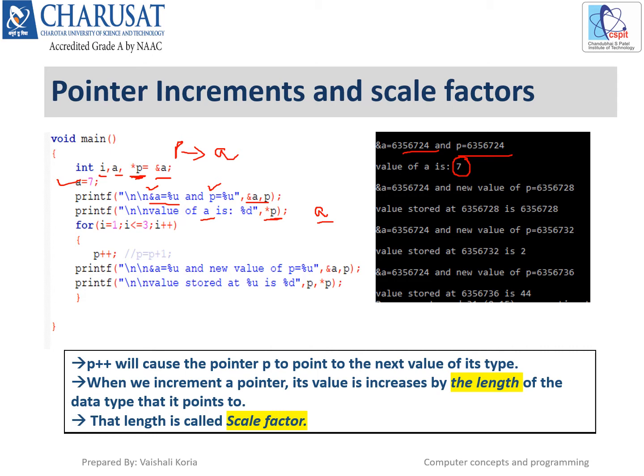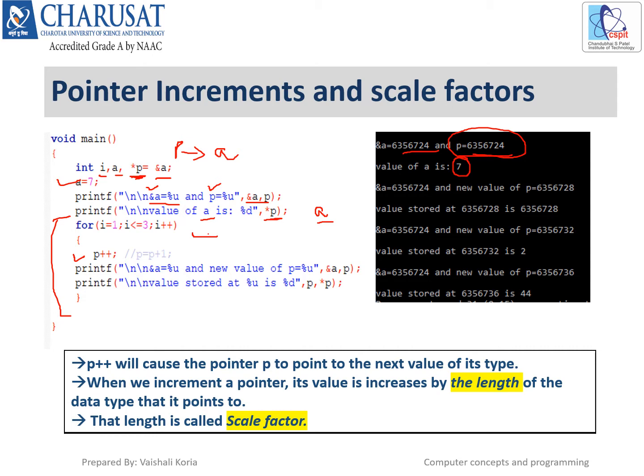Now in the next statements we have taken one for loop which executes from 1 to 3, meaning this loop will be executed 3 times. And here we have one statement, P plus plus, meaning we are trying to increment the pointer by 1. Now see, initially the value of P is 6356724. When we increment with P plus plus, it would not be 6356725. Remember this. Now we'll see what the value is.